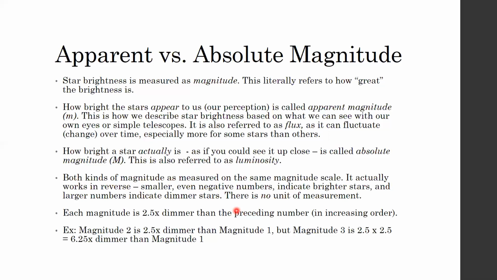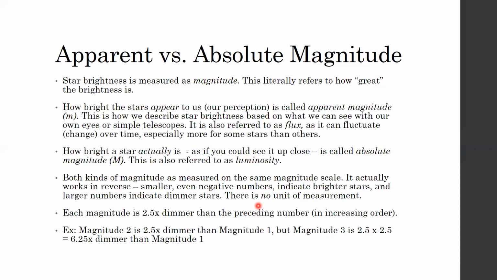I kind of misled you a moment ago where I said greater magnitude means a brighter star. In terms of actually scaling it, it's a little bit backwards from what you would expect. Smaller numbers and even negative numbers indicate brighter stars, and larger positive numbers indicate dimmer stars. Also notice that there is no unit of measurement. If you have some familiarity with physics or chemistry, where I mentioned meters per second as a unit of speed, you don't have anything like that here. There are some mathematical reasons behind that, but we don't have to worry about that for this course.